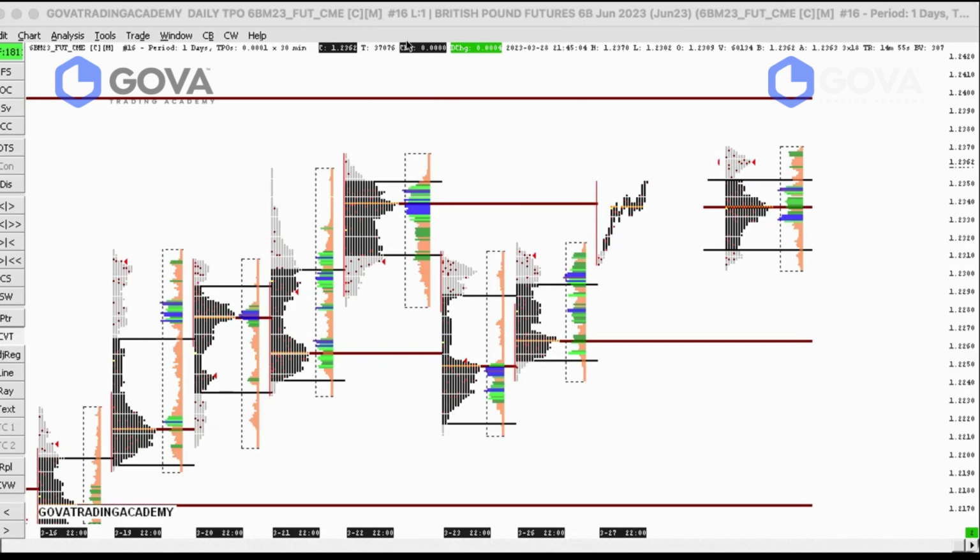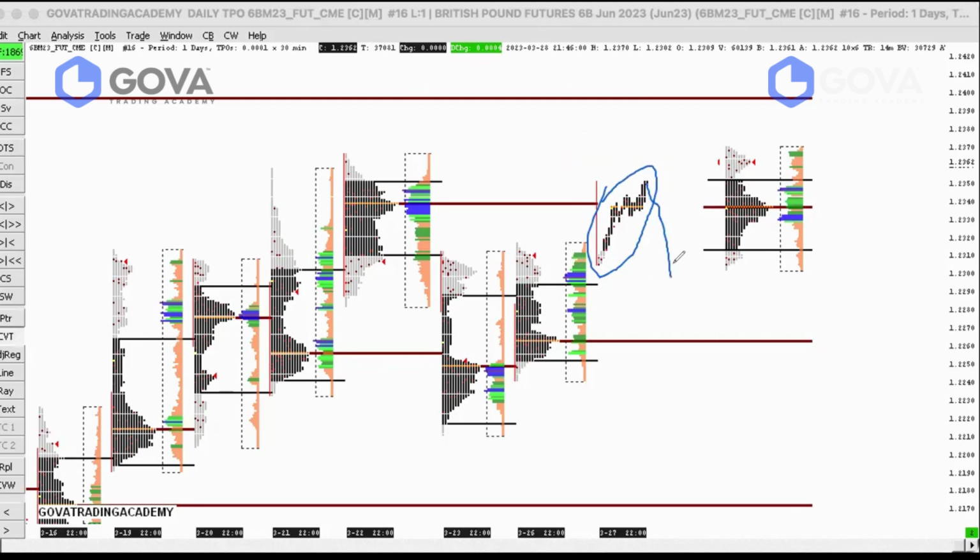Remember, this is what we have. We can clearly see our initial balance. Initial balance showed us who is in control. In this area, who is in control here? You can clearly see that buyers are in control here. So it means that we should be waiting for price to come back to the zone again the second time.